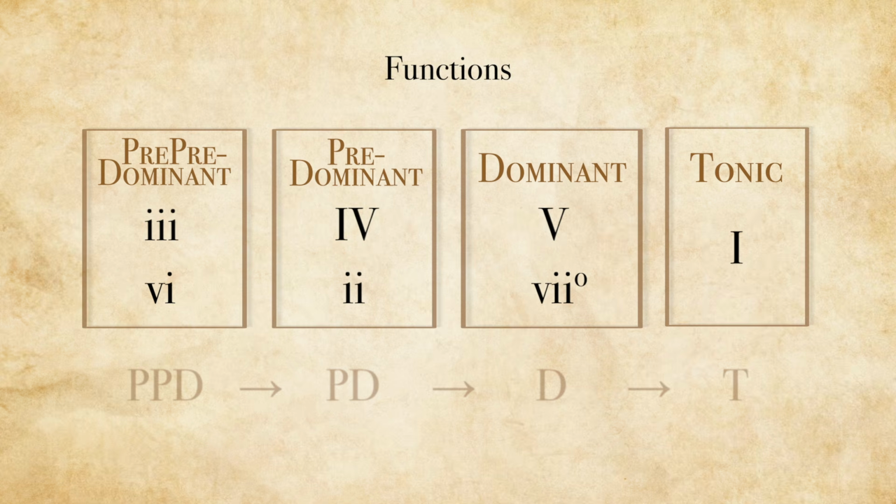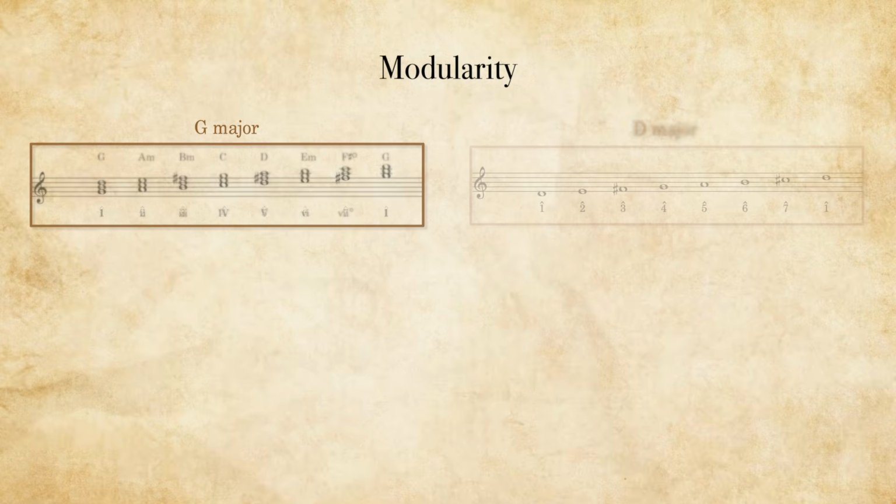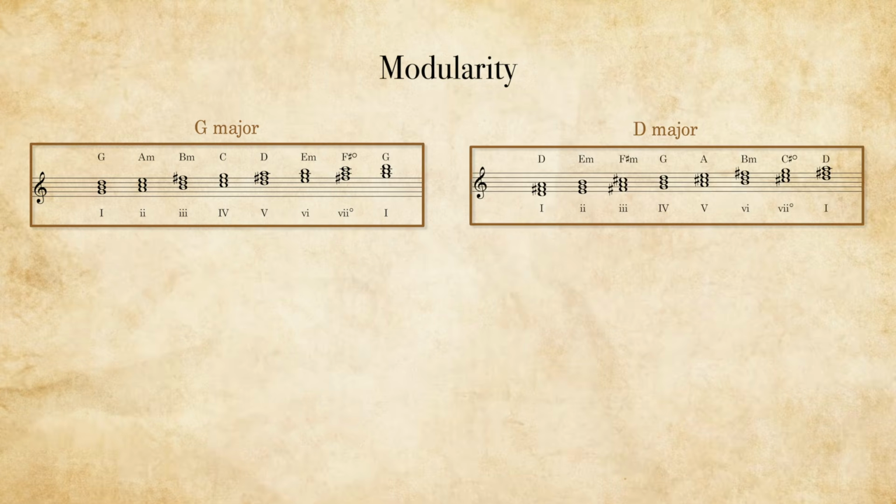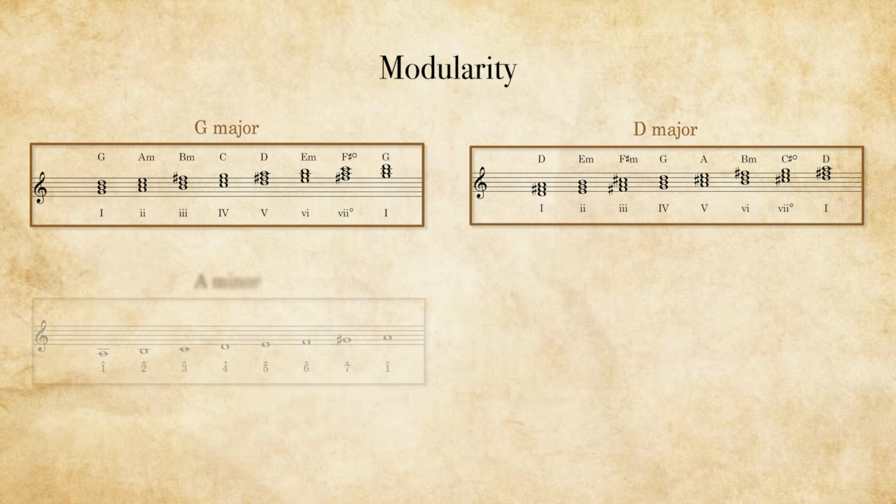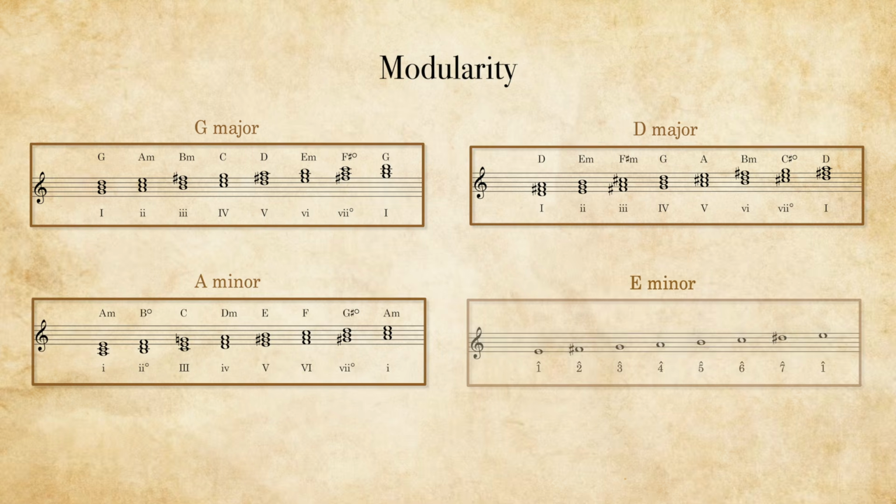We could do this same procedure with a different underlying scale, like this in G major or this in D major. The entire system also exists similarly in minor keys, with a few quirks about what you do with scale degree 7, but this would be A minor or E minor. Now here's the important point for this video.